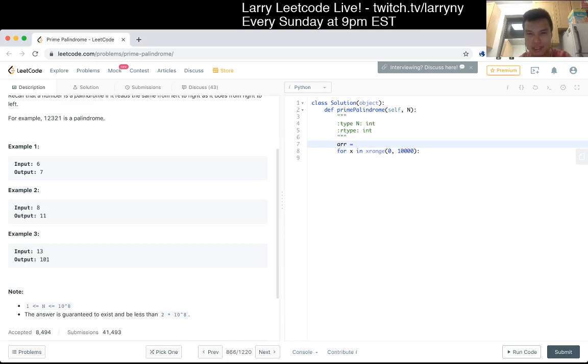A pen is not that expensive, is it? I actually should have a better idea in my head. Maybe I should use another data structure, but it's fine.